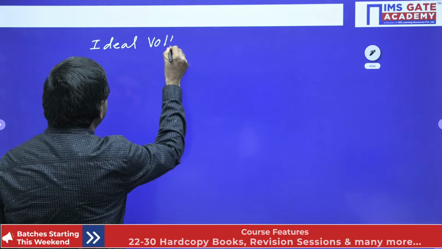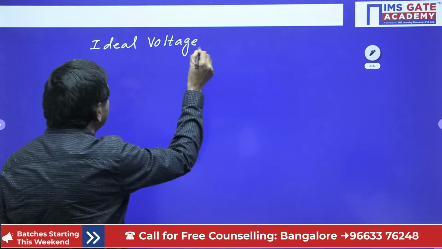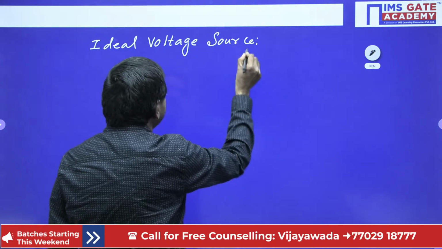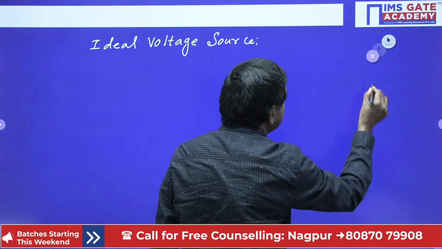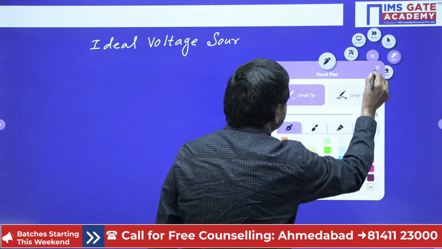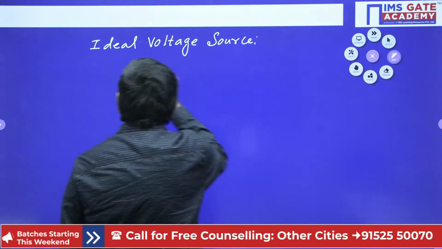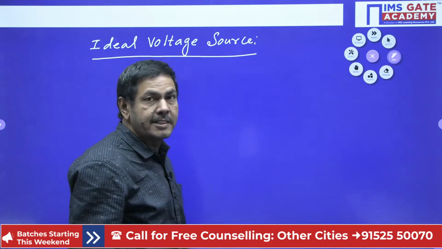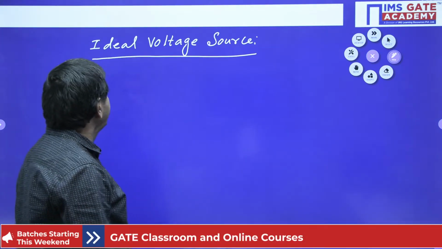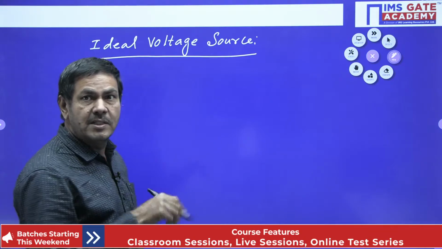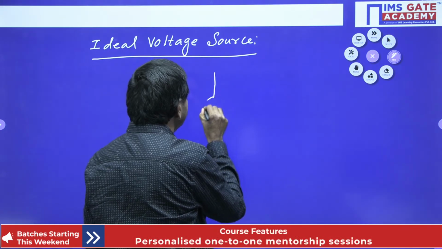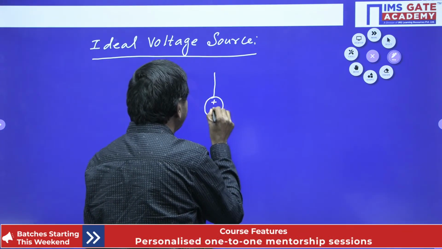Ideal voltage source. Just now I said independent sources are of two types. One is ideal, second is practical. From the ideal, I selected the voltage source. How can that circuit diagram be plotted? It is drawn in this way. This is the source we are having.